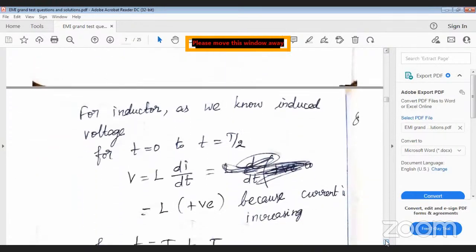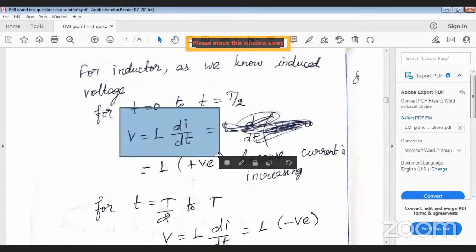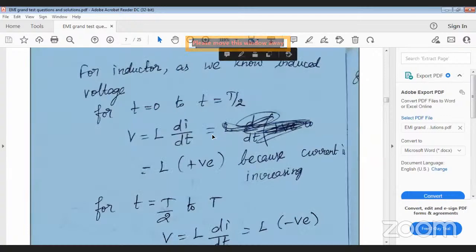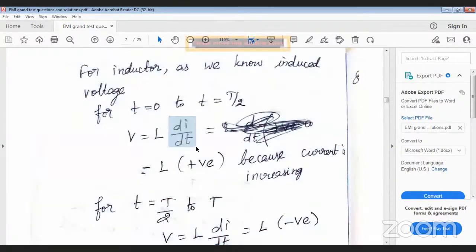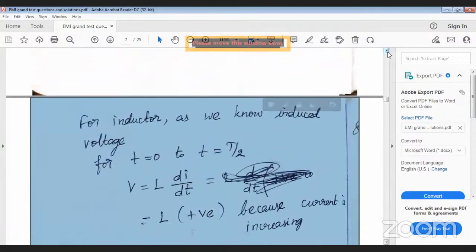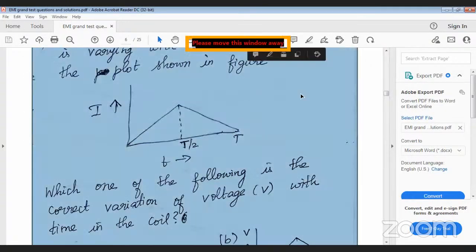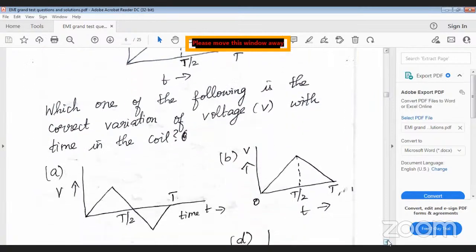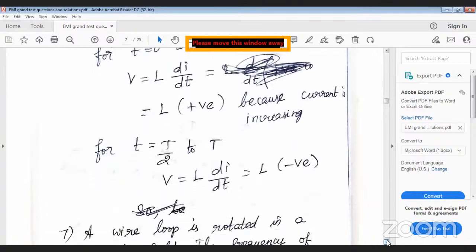For an inductor, we know very well, as I have shown you, E equal to minus L into di by dt. So here L into di by dt. For t equal to 0 to t equal to capital T by 2, your di by dt is positive. You can see for the first phase di by dt is positive, that means current is increasing. So your potential difference is L into positive, so that is positive.